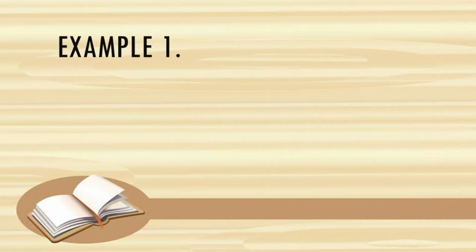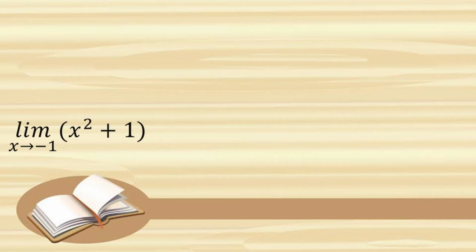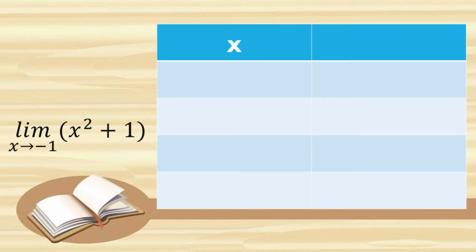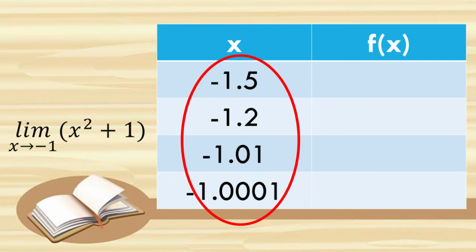We have here the first example, the limit of x squared plus 1 as x approaches negative 1. First, our c is equal to negative 1. Let us assign the values of x. What are the numbers that approach negative 1 from the left? We have negative 1.5, negative 1.2, negative 1.01, and negative 1.0001. In order to find the value of f of x, just substitute the value of x to x squared plus 1.